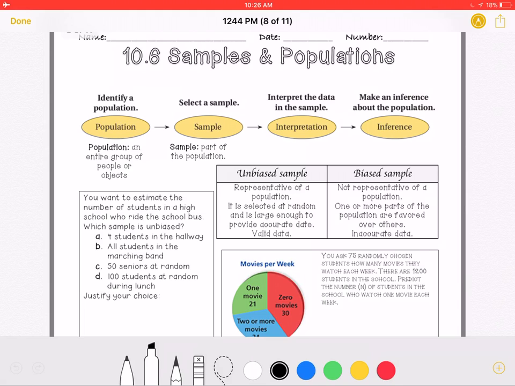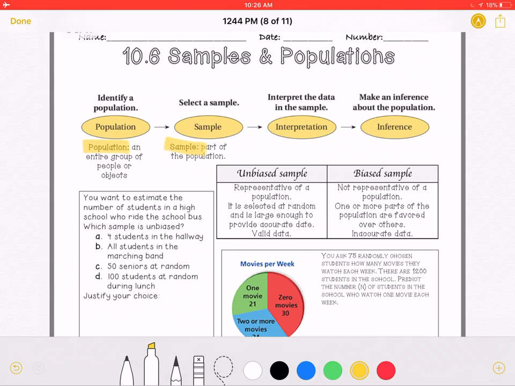A population, we're just going to go through this diagram at the top of the notes real quick. A population is an entire group of people or objects. Whereas a sample is only part of the population. If we think of our school as a whole, the entire population, and we pull a sample and survey them, that's only part of the school. Then we interpret those samples and data in order to make some inferences.